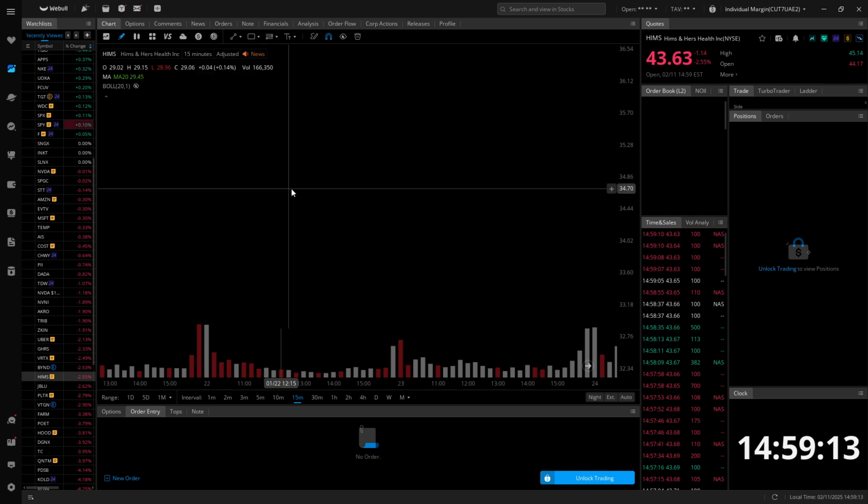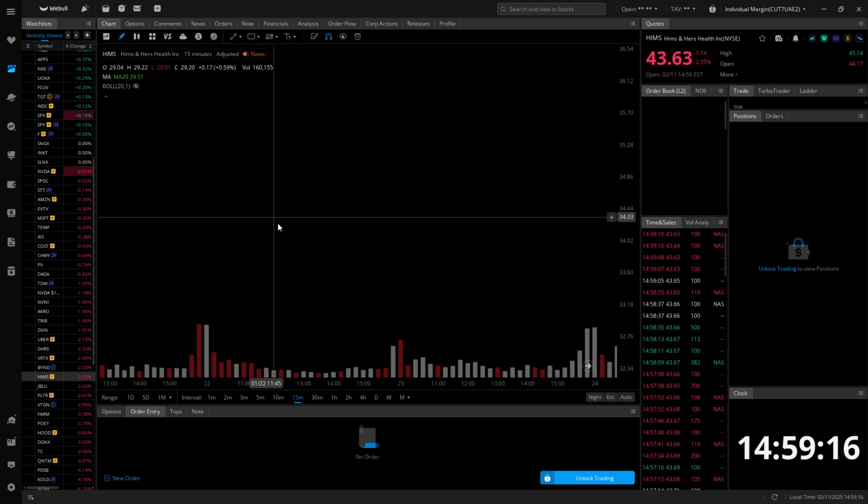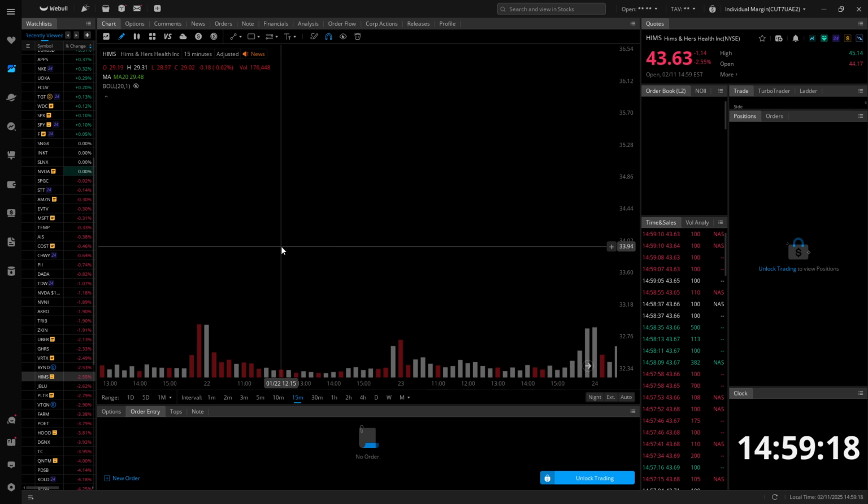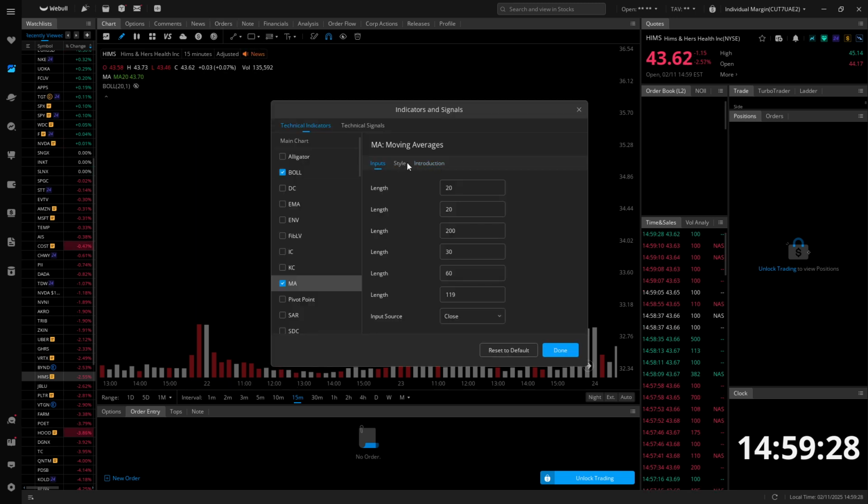All right, so I just have a random chart. This is HIMS. I just pulled this up and I went to a random spot in the chart so I can walk you through this strategy, but it's a very visual strategy and it's very simple. There's only 3 things I like to look for. So first off, what I'm going to do here is add the 20-period moving average.